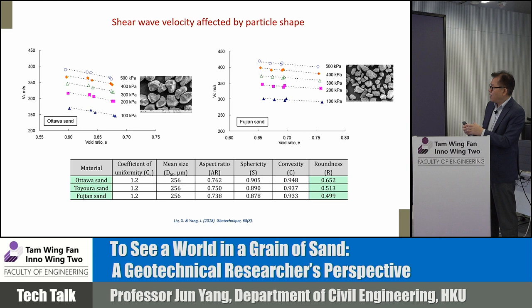So we can see on otherwise similar condition, for example, for a given void ratio and the confining stress, Ottawa sand tends to have a lower shear wave velocity or the lower shear stiffness. So this is the evidence for the effect of particle shape on the shear wave velocity.